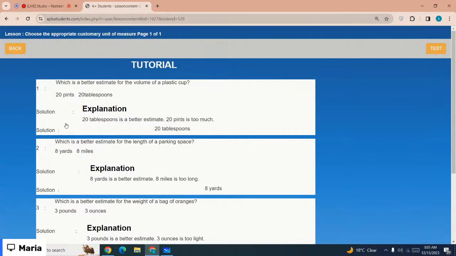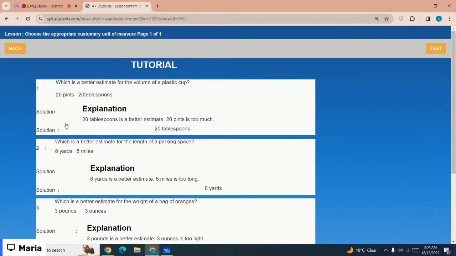The next one is: which is the better estimate for the length of a parking space, 8 yards or 8 miles? You are given two options, 8 yards or 8 miles. Miles is too large a unit for a parking space. A parking space is not that big. So the correct option is 8 yards.